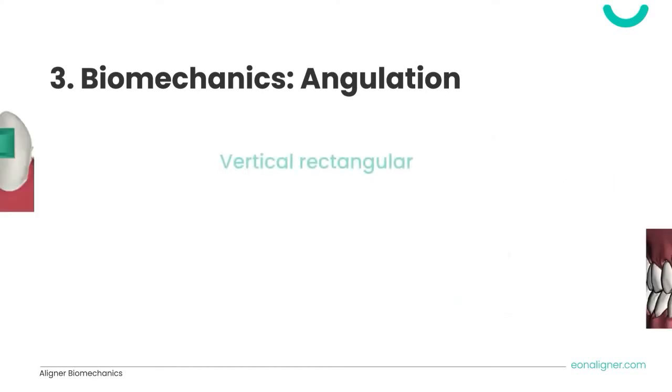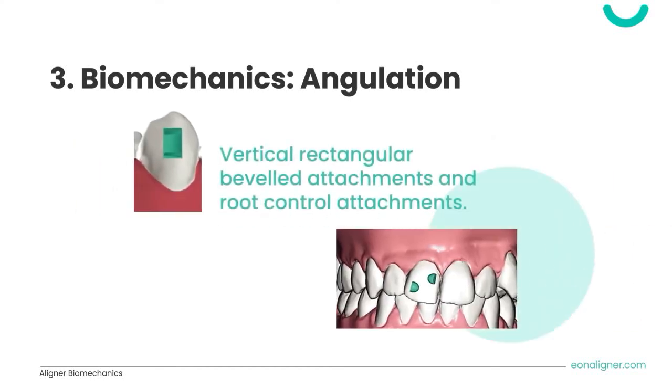EON uses two types of attachments when correcting angulation: the vertical rectangular beveled attachments shown in the figure to the left, and root control attachments shown in the figure to the right. Both serve the same purpose. However, since the root control attachments are smaller blobs situated on the side of the tooth, they are perceived as more aesthetically pleasing. Therefore, they are commonly used in cases where angulating upper centrals is required.